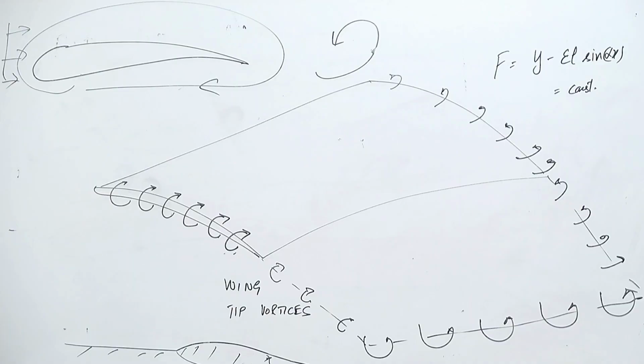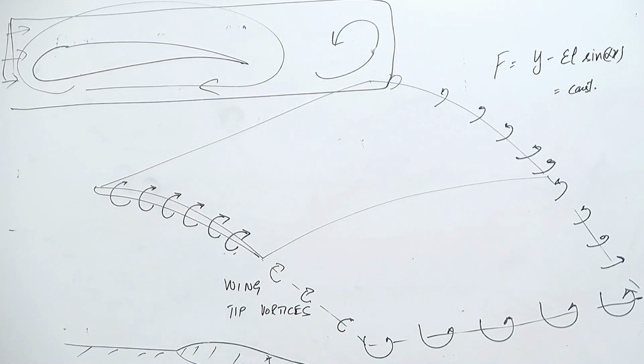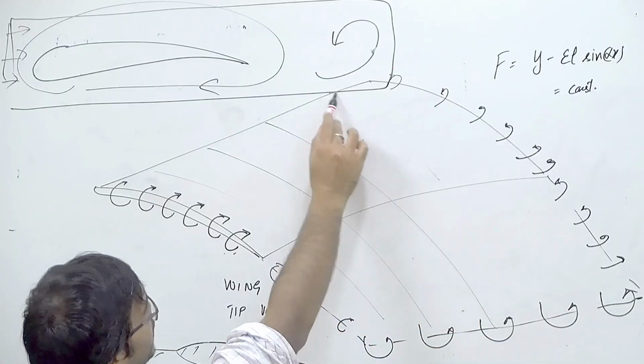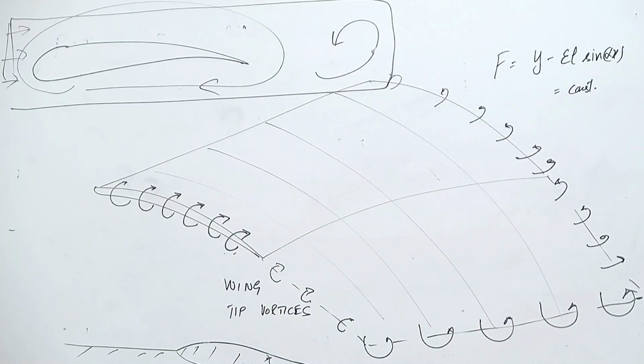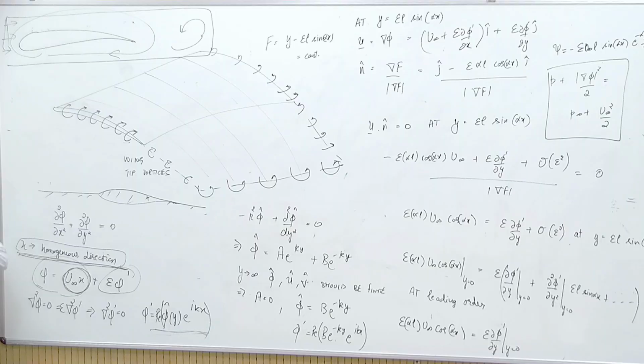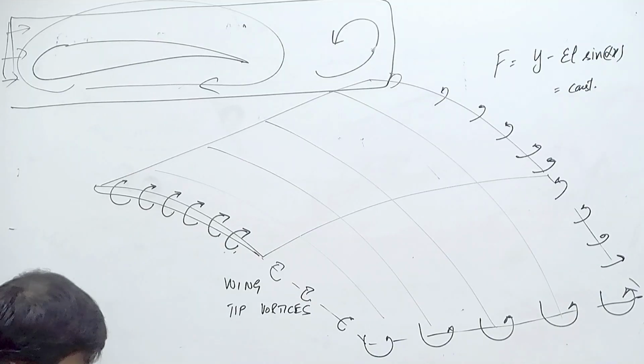Okay, so all of these types of analysis can be done if you know how to solve 2D airfoils, you can do quite a lot of aerodynamic design for finite wings. Okay. Any questions?